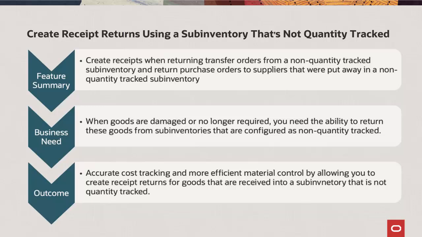You will need the ability to return these goods from subinventories that are configured as non-quantity tracked. This feature will allow for accurate cost tracking and more efficient material control by allowing you to easily create receipt returns for goods that are received into a subinventory that is not quantity tracked.